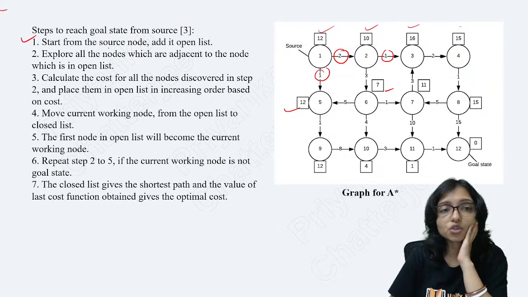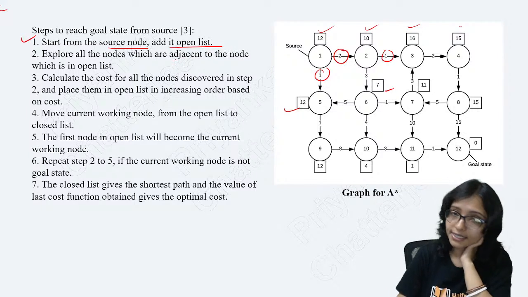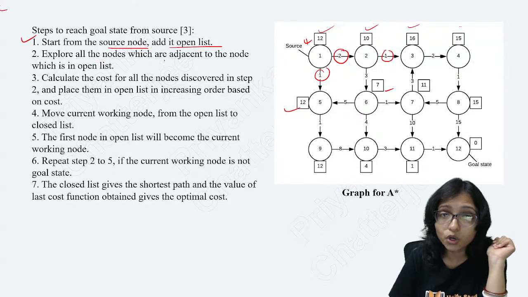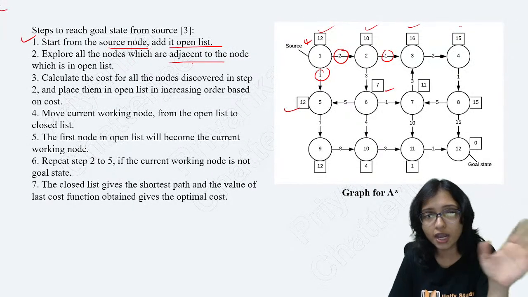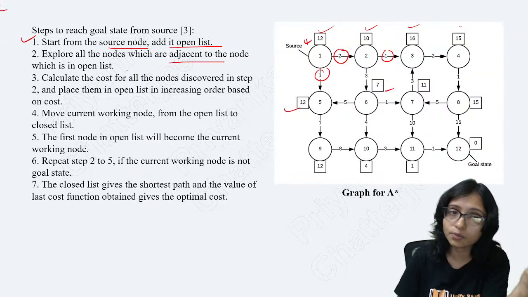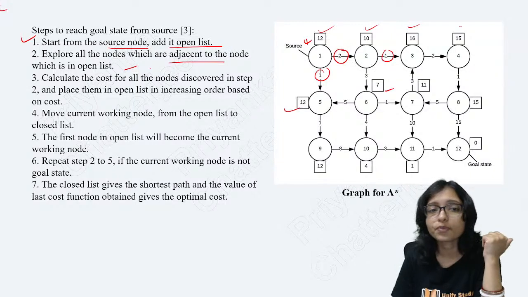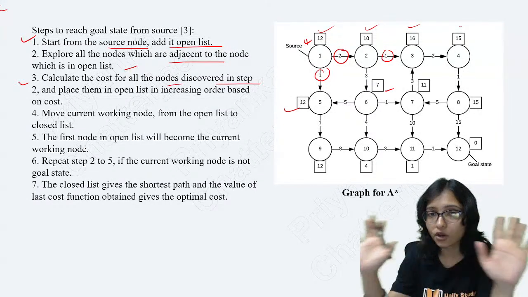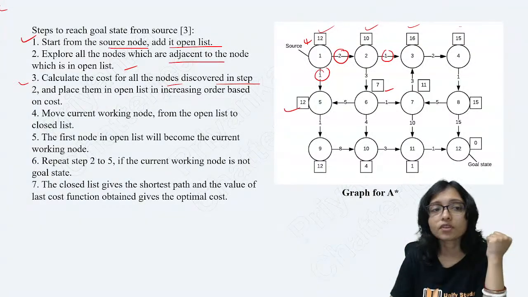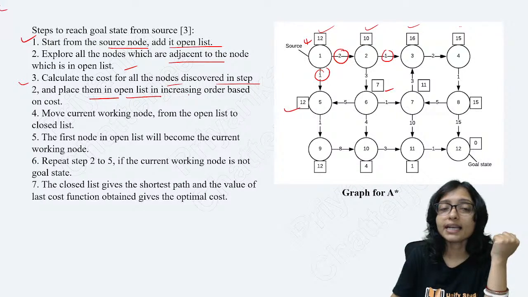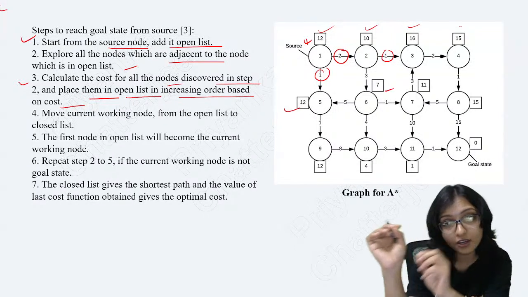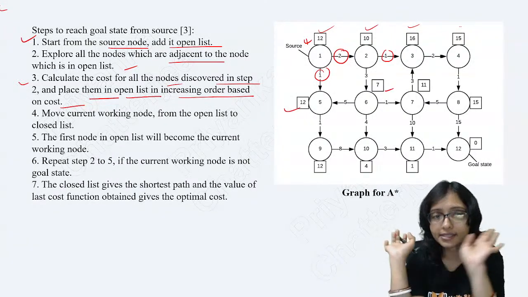Start from the source node, add it into the open list. I will start from here and I will add it into the open list. Now explore all the adjacent nodes as it is. All adjacent ones I am trying to explore, and I will put them into the open list. Same concept. Where is the difference? Calculate the cost for all nodes discovered in this step. We will calculate all the costs of whatever is newly added and place them into the open list in increasing order based on the cost. Same way, as per the ascending order or increasing order, we will place them.